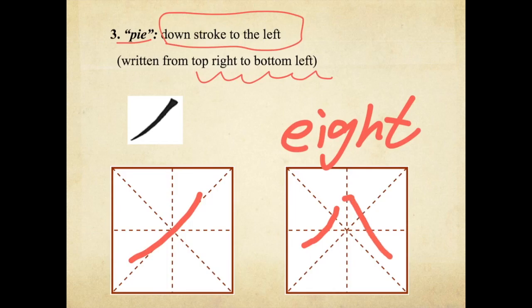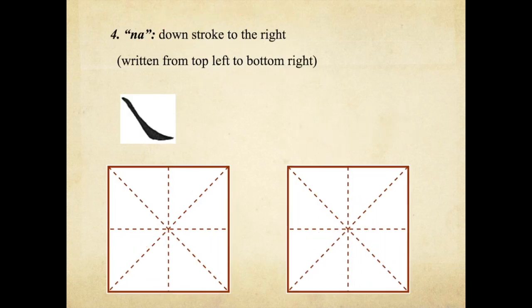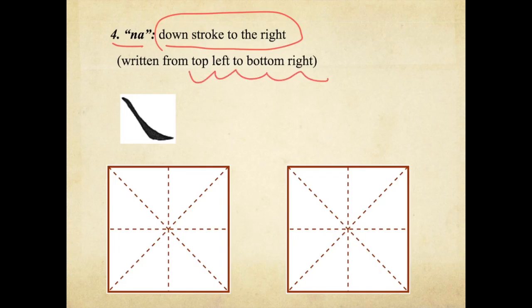Let's turn to next page. Here we go. This is na. We call it downstroke to the right. It is written from the top left to the bottom right, which should look like this.